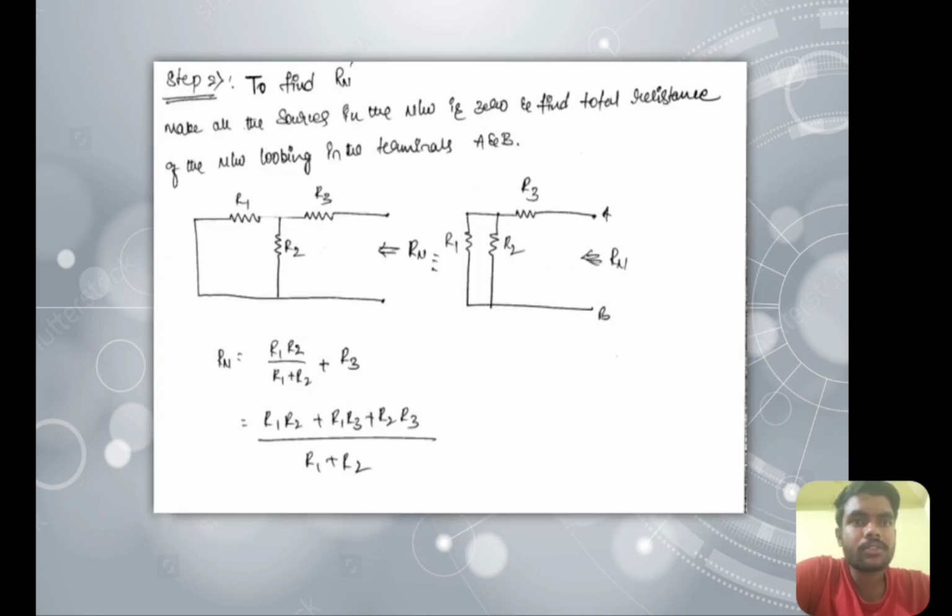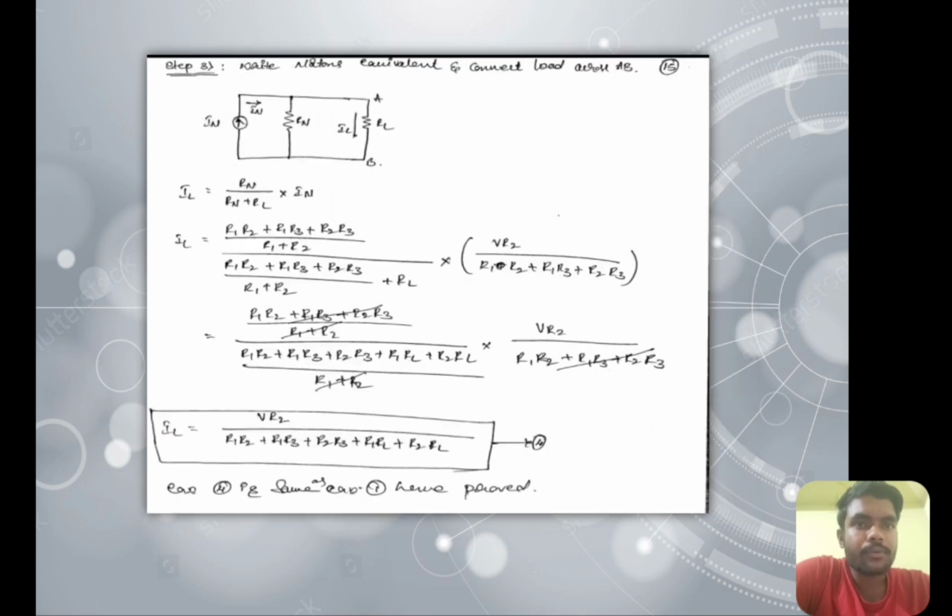The next step is to find RN. Make all the sources in the network zero and find the total resistance of the network at terminals A and B. We can redraw the circuit with R1, R2, R3. Therefore, the equivalent resistance RN is equal to R1 R2 divided by R1 plus R2, plus R3, that is R1 R2 plus R1 R3 plus R2 R3 divided by R1 plus R2.